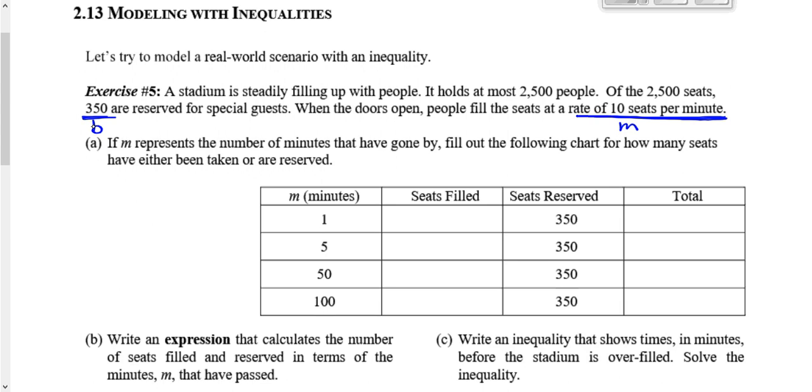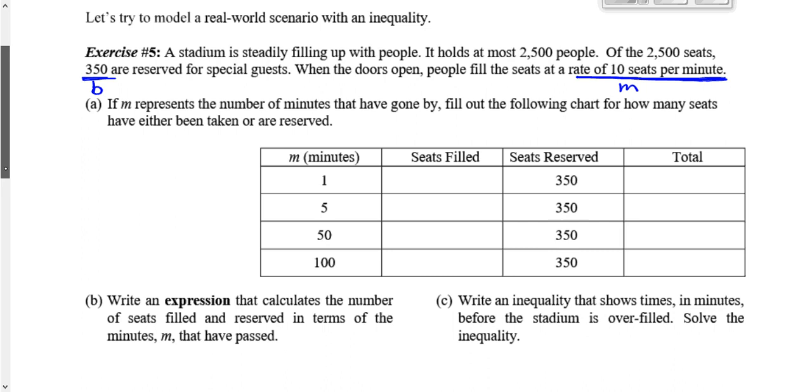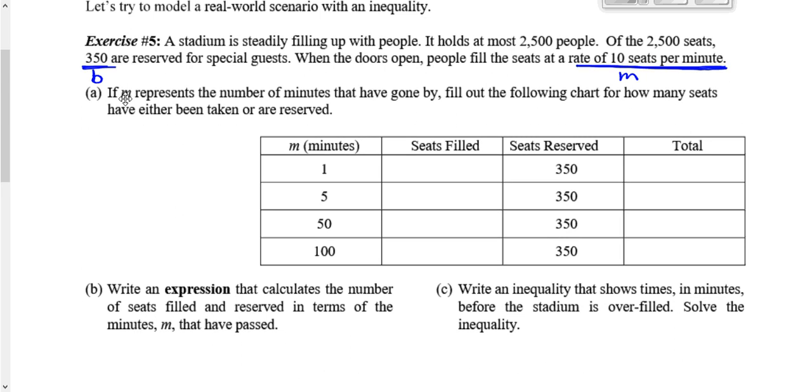All right, so part A, if M represents the number of minutes that have gone by, so M for minutes, fill out the following chart. So after 1 minute, how many seats get filled? 10. And how many are already reserved? 350. So if we add those two, what's the total number of seats spoken for? 360. Okay, 360. All right, now after 5 minutes, 50. We've got 50 plus 350 equals 400 seats filled.